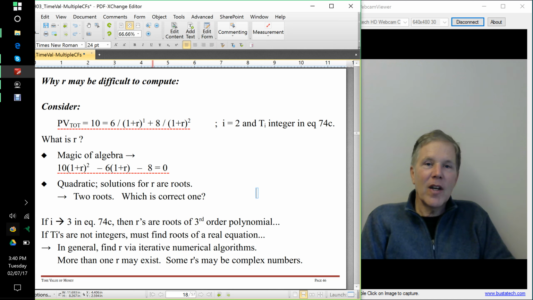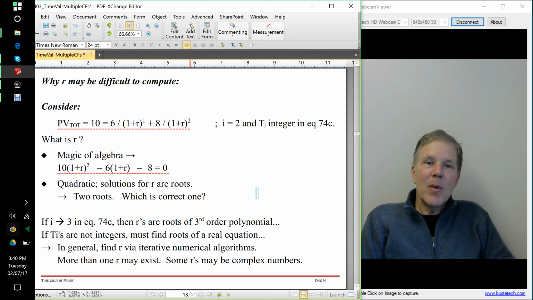And also, I picked here the easiest little problem I could for us, finding the roots of a quadratic. But what if the I was equal to 3? What if we had PV total equal 10 equal this term plus another term where the cash flow happened in 3 years? Then I'd have to multiply both sides by 1 plus R cubed, and I would be finding the roots of a third order polynomial.